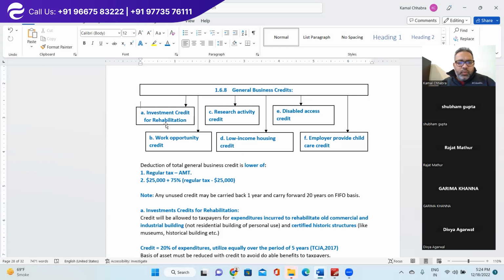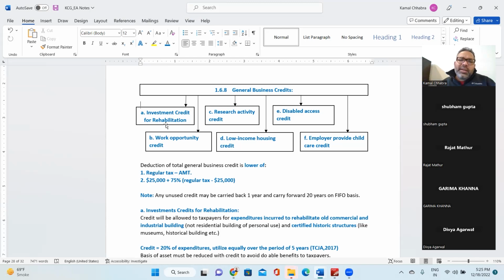That is more from the employer side, who are providing opportunities to a certain category of employee. Third one is research activity credit. When you invest in research and innovation, you get a certain tax credit. Then D is low income housing credit. This is majorly for the construction companies who build housing societies for lower income groups. The next one is disabled access credit.